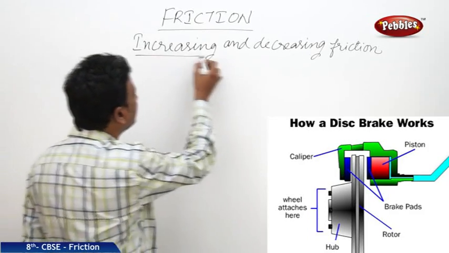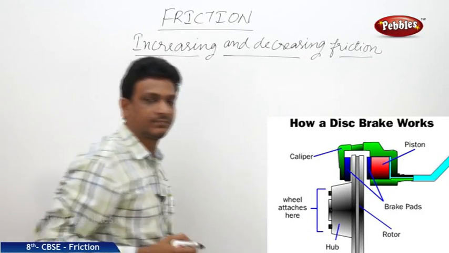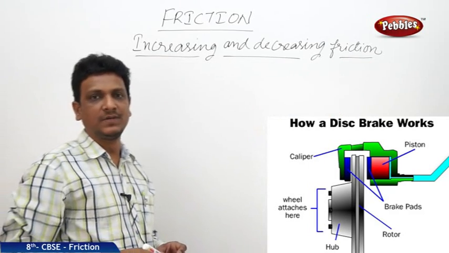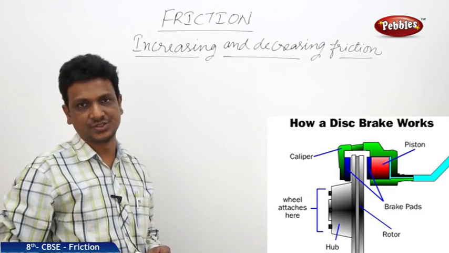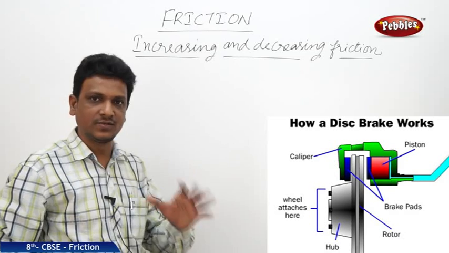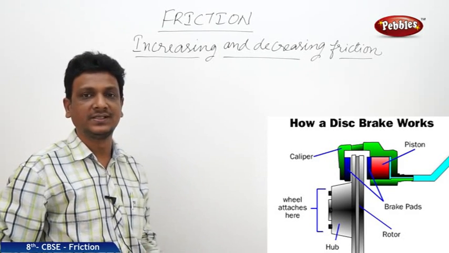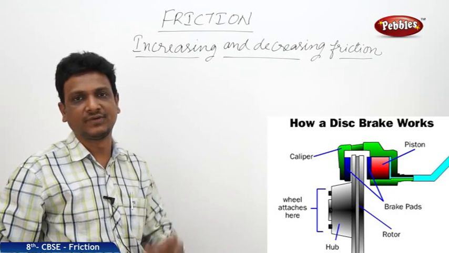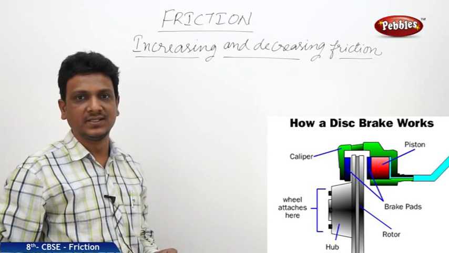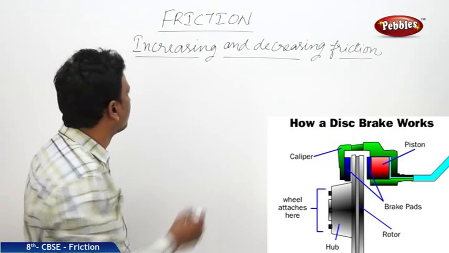Now let us see increasing and decreasing friction. Is it possible to increase friction, decrease friction? We have seen advantages and disadvantages. That means in some cases we need more friction, in some cases we need less friction. Let us see how to increase the friction first.